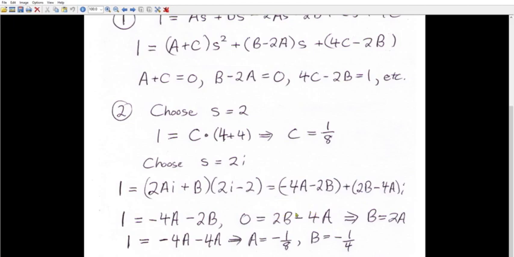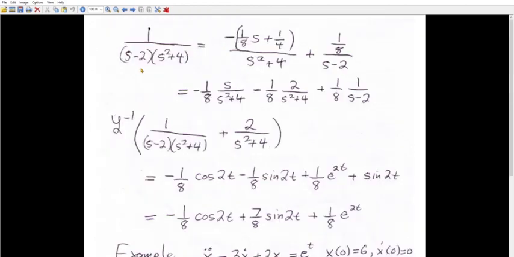And this one is really easy to solve. b equals 2a. You plug that back into here: minus 4a equals 1. a is minus an eighth. And when you plug into b equals 2a, you get b is minus a quarter.